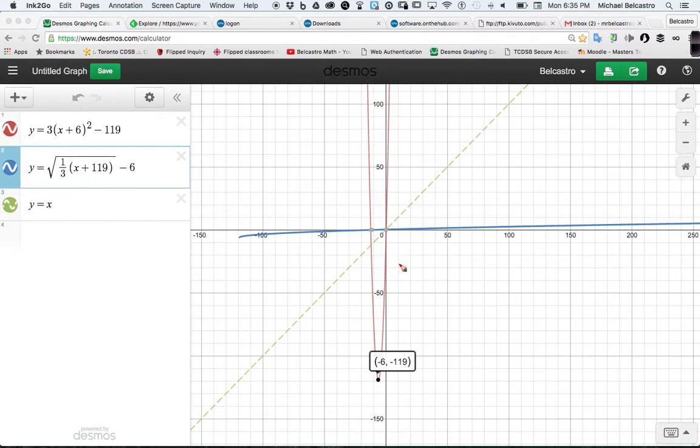Now, if your teacher doesn't care if the inverse is a function or not, then the correct way to graph this would be, hey, there he is, the actual inverse flipped along that 45-degree line.